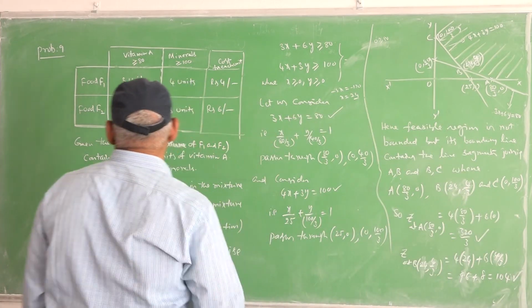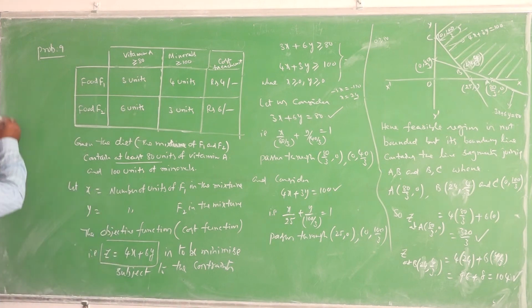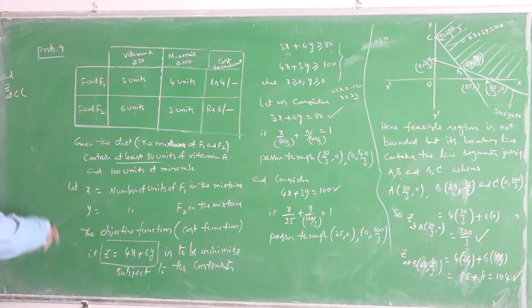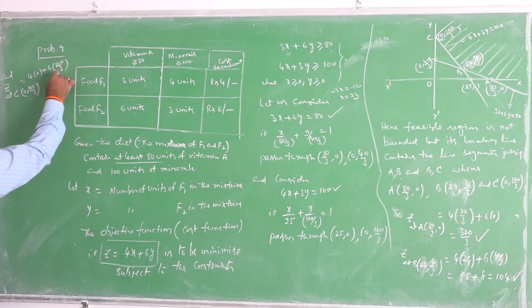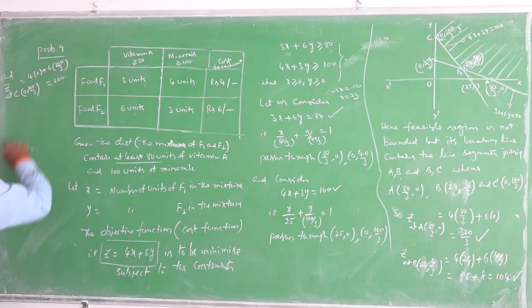And Z at C. What is the point C? 0 comma 100 by 3, which gives 4 into 0 plus 6 into 100 by 3, that is 200. Okay. The minimum value is only what we get as the minimum.